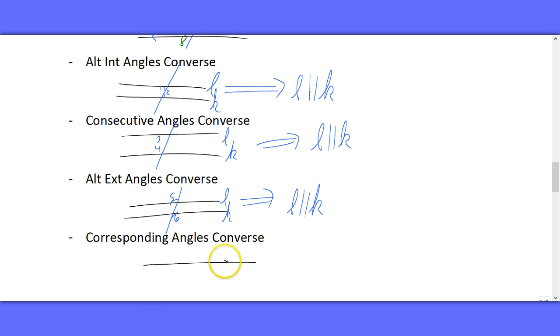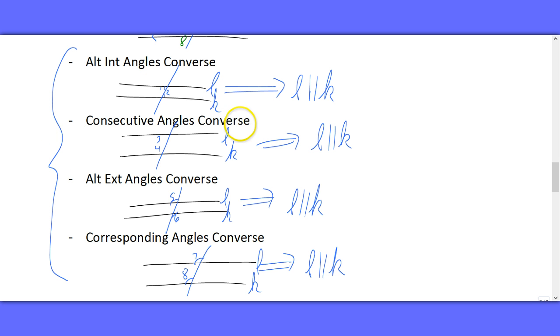And for our last converse, we have the two lines. If we can get corresponding angles 7 and 8 equal to each other, then what we can conclude is that line L is parallel to K. So these are all ways to prove that two lines are parallel to each other. You don't start with the lines being parallel. You have some angles equal or supplementary, and then you're able to conclude that the two lines are parallel to each other using these converses.